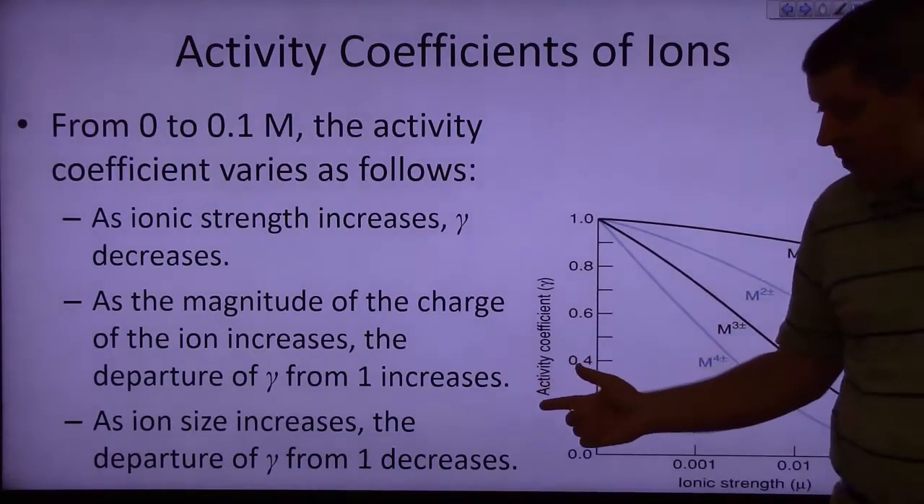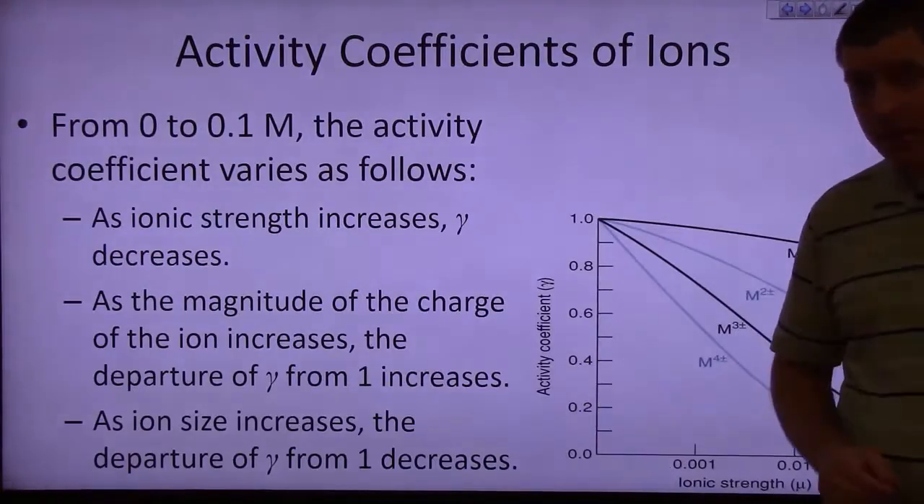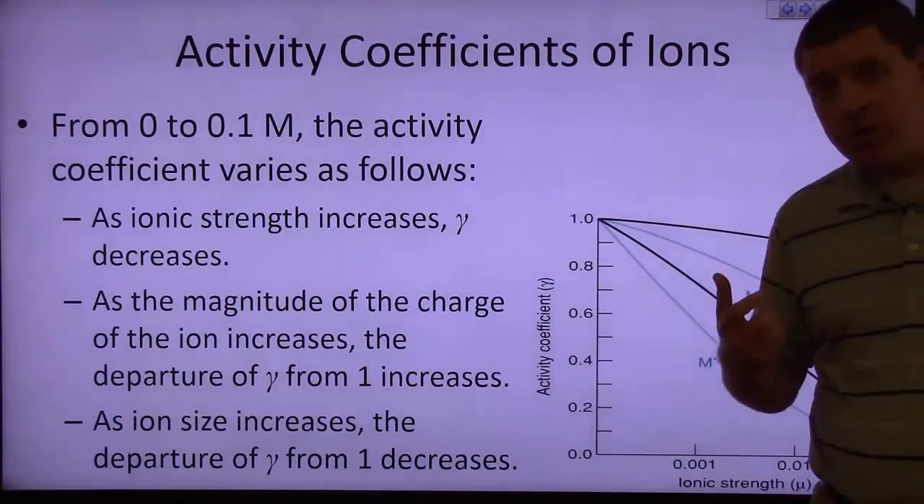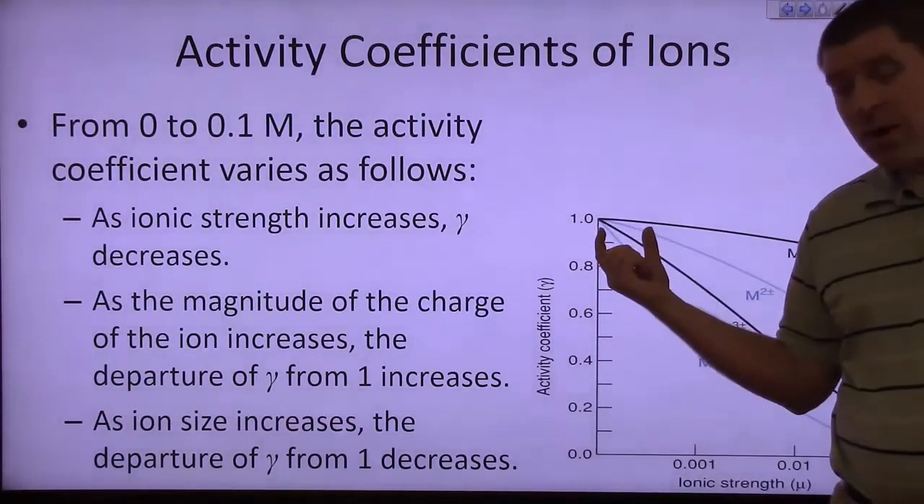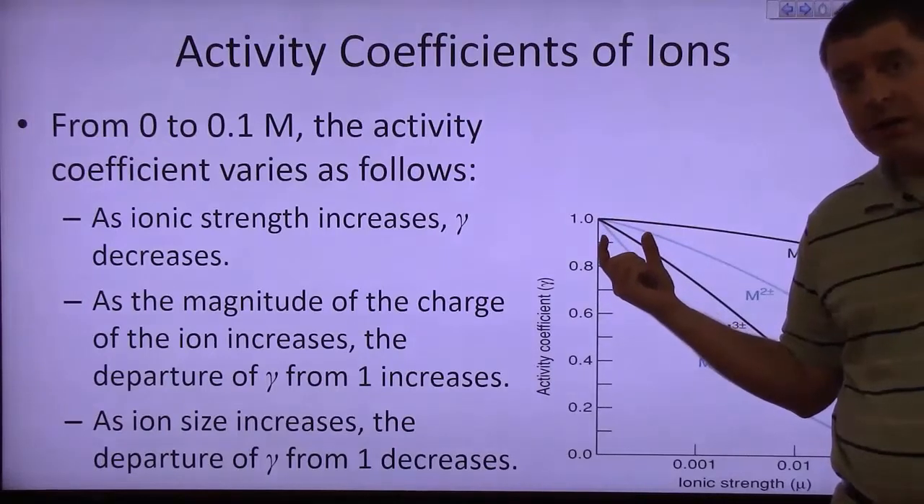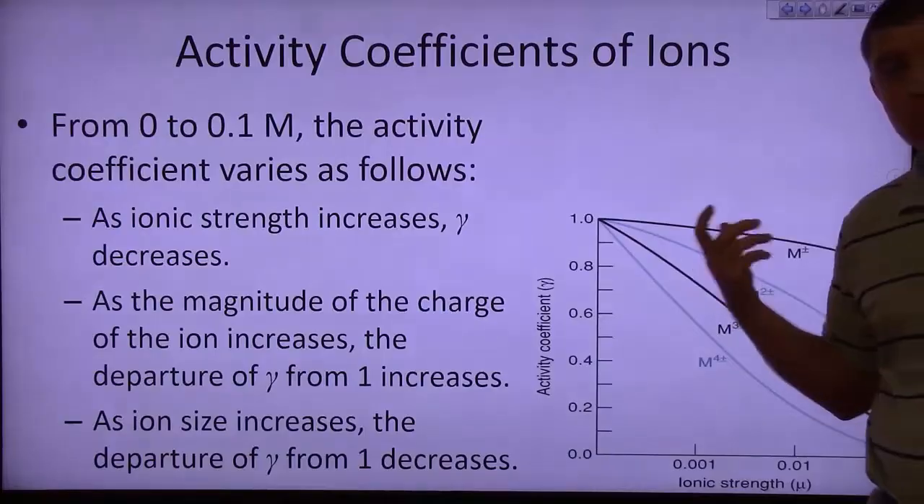Also, as the ion size increases, the departure of gamma from 1 decreases. That is, as the ion gets larger, its effective size gets smaller, and that means that if we have larger ions, they're going to depart less from ideality. Our activity coefficient is going to remain closer to 1 for longer periods.